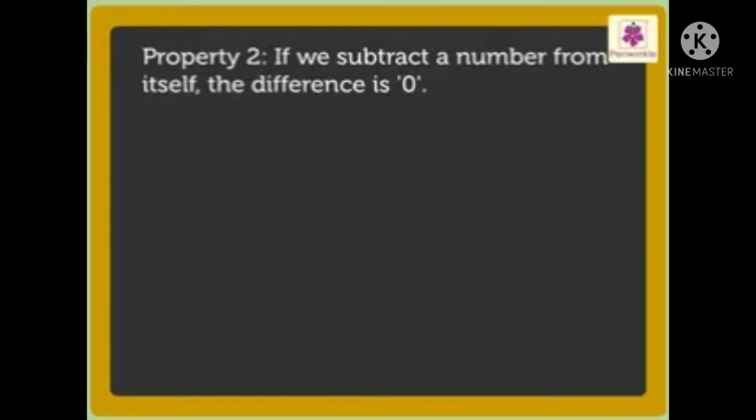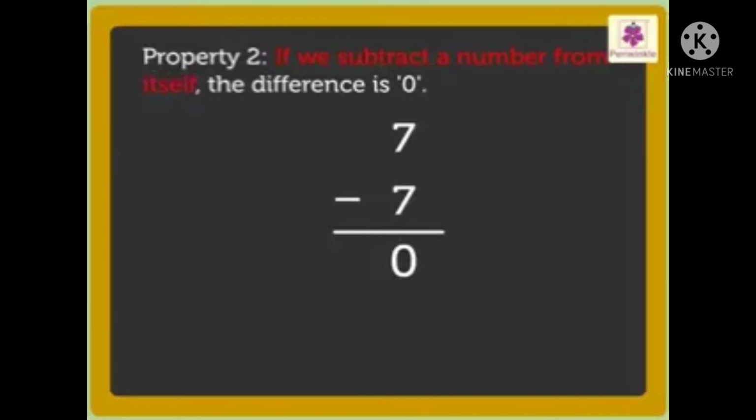Property 2. If we subtract a number from itself, the difference is 0. Let us take the numbers 7 and 7. If we subtract 7 from 7, that is, we subtract 7 from itself, we get the answer 0. This tells us that if we subtract a number from itself, the difference is 0.